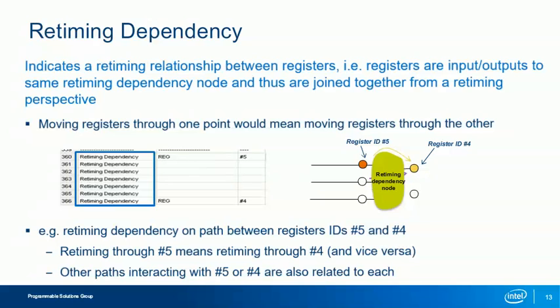A trick you can employ with retiming dependency path info segments is to combine the register ID names together. So you could call the retiming dependency in this example register ID numbers 4 or 5. This helps especially when it comes to loop evaluation, as you will see later.